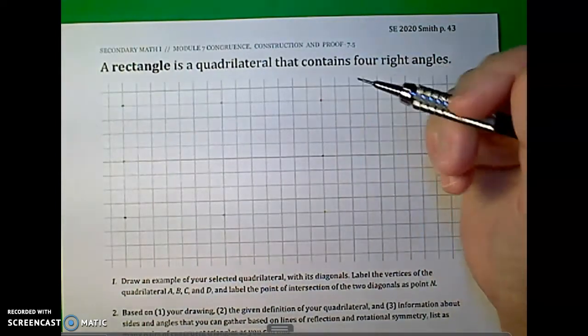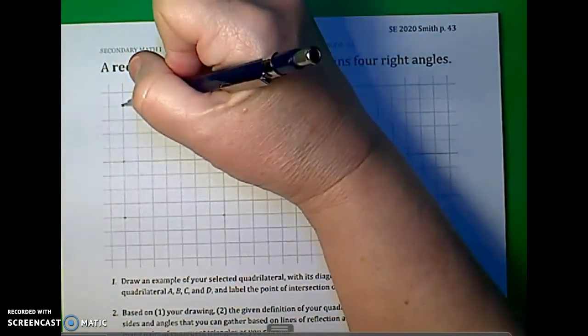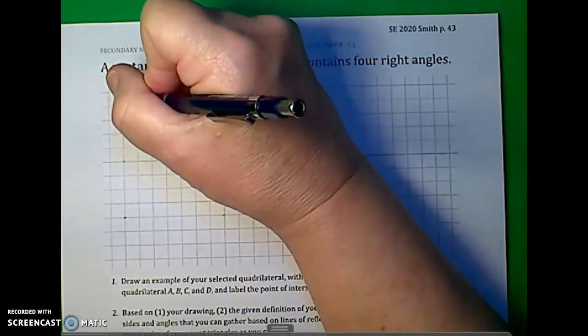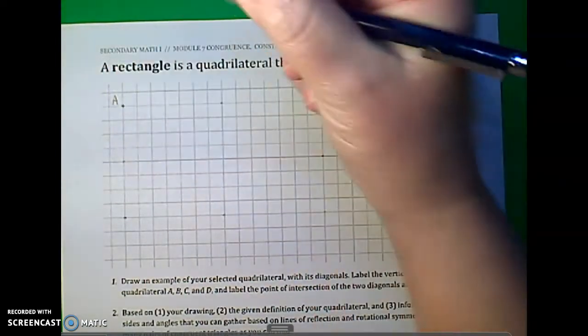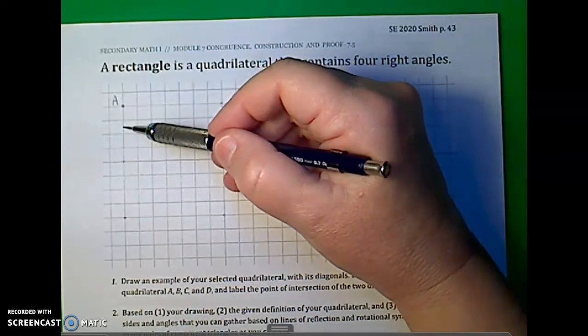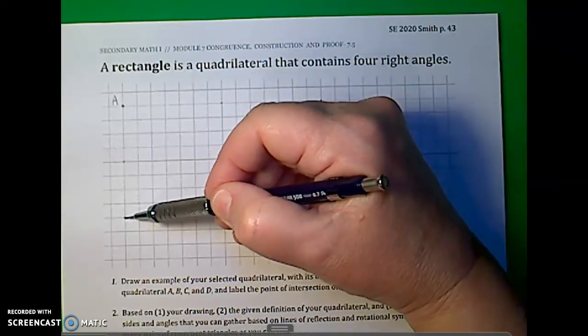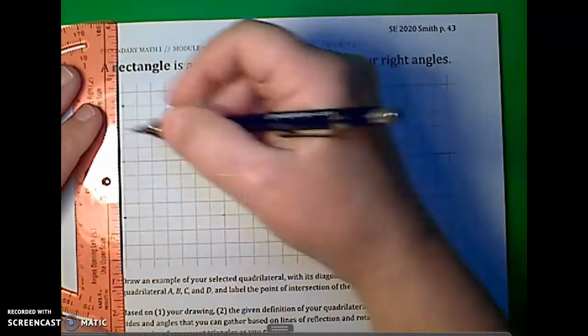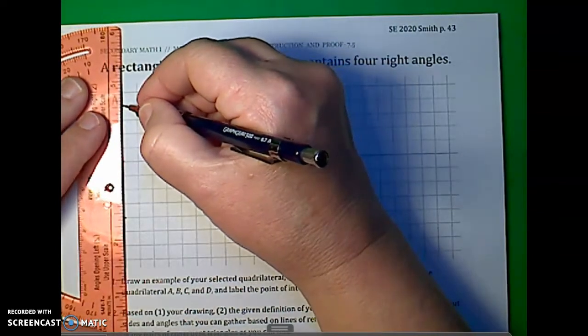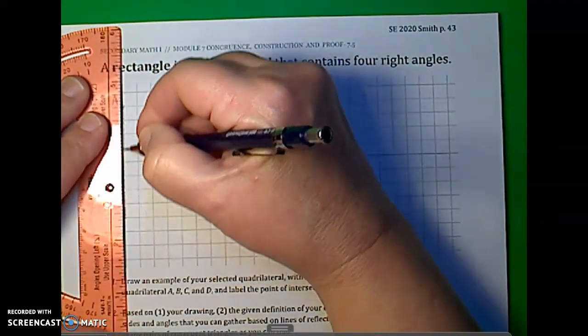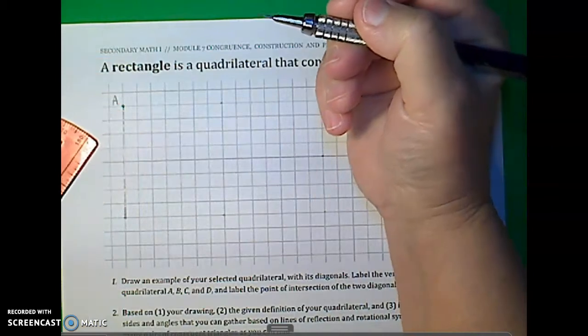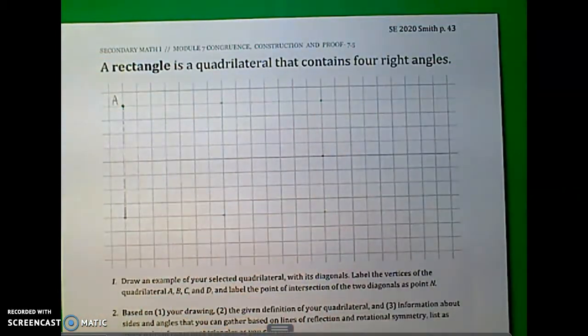What I'm going to do is start with the rectangle. I'm going to start with A up here. And then I'm going to count down. I want an even number. I'm going to count down 8 spaces. That's going to be my next vertex. So draw that. You'll need a straight edge today for sure.